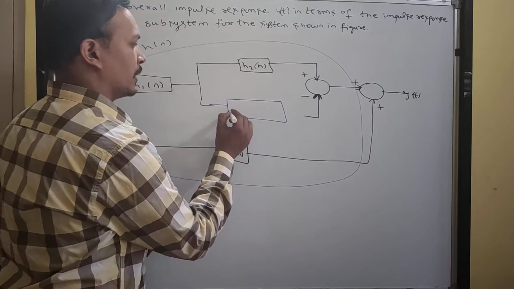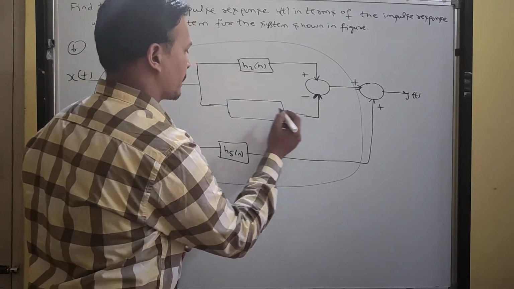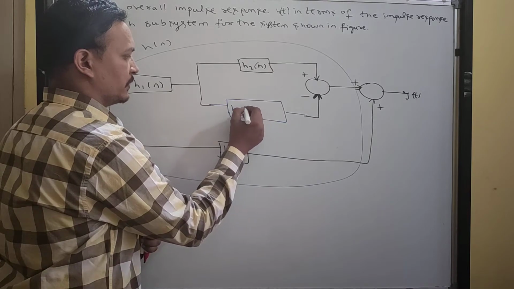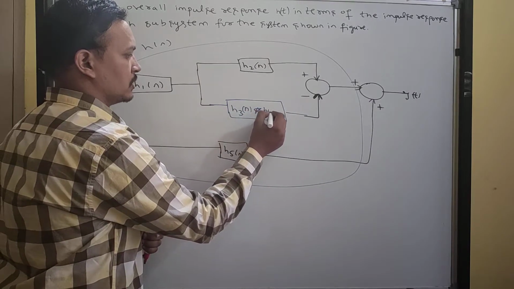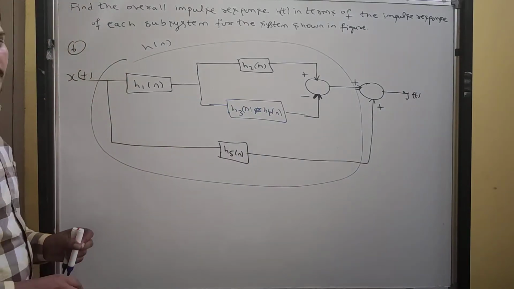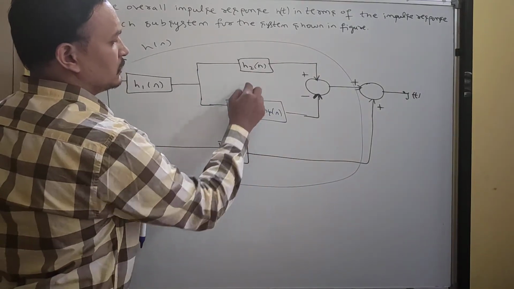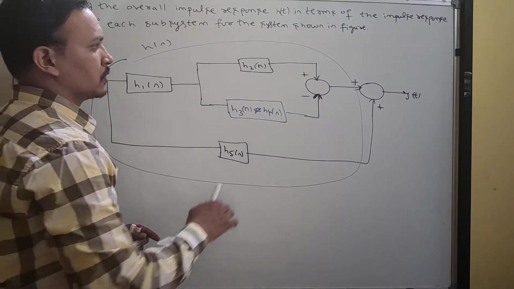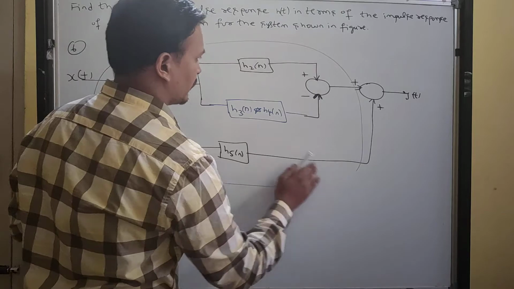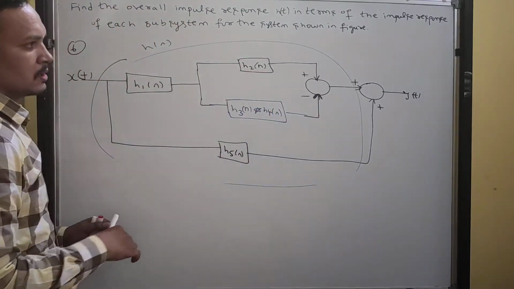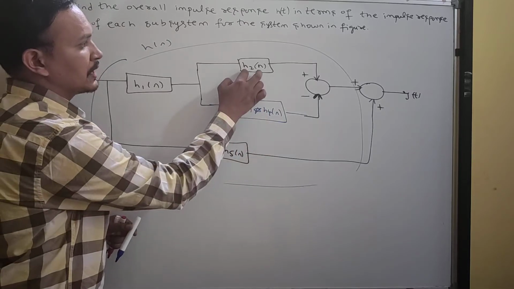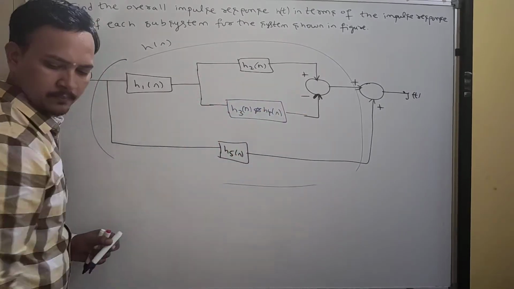You pause the video and copy the diagram. So what did I write here? 1, 2, 3, 4 I have taken. H3 of n convolution H4 of n. Now these two are connected in parallel. So what can I write for this overall simplification? H2 of n minus this one.